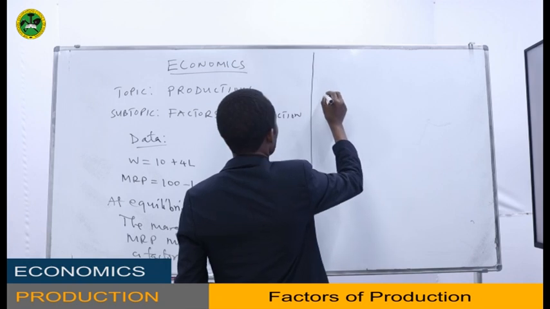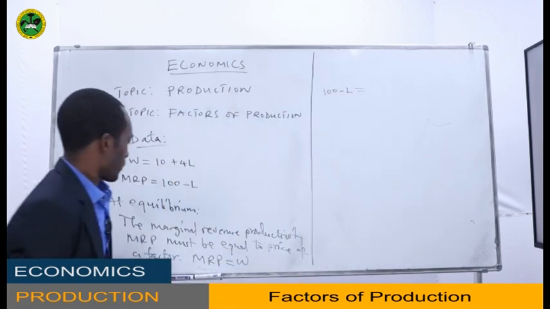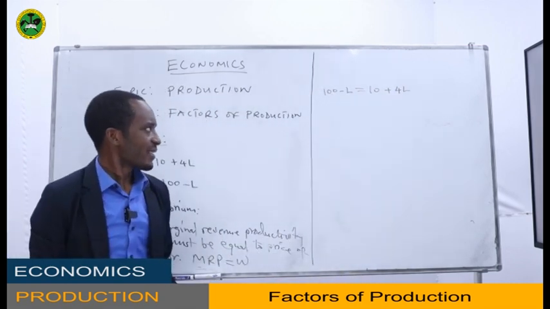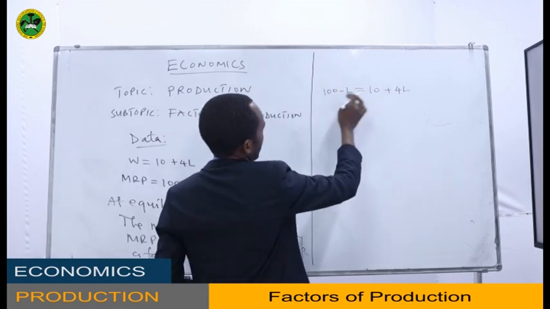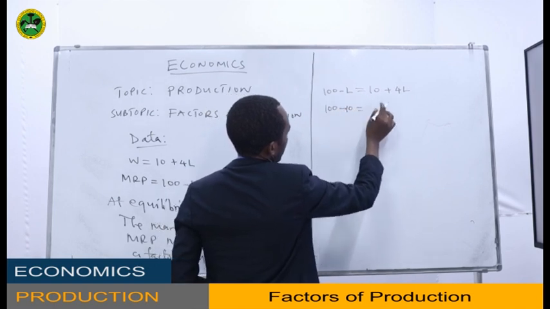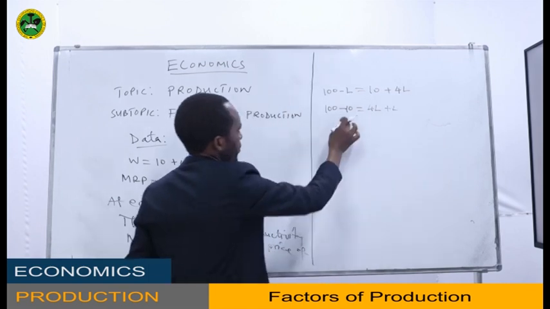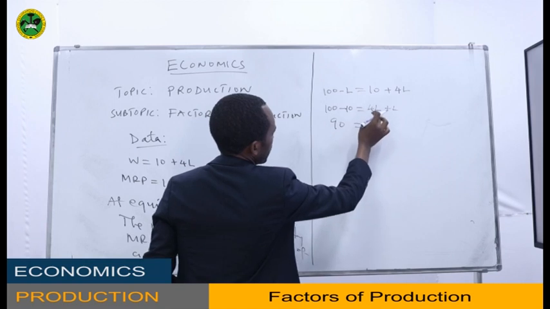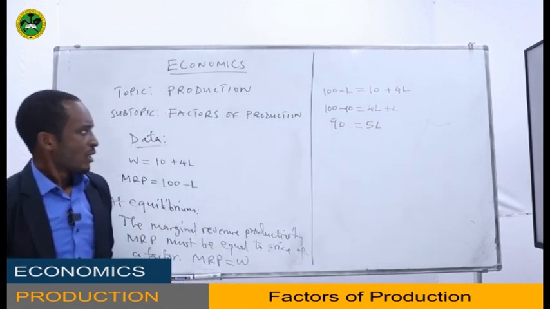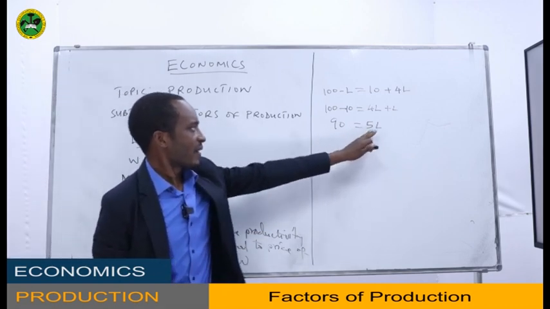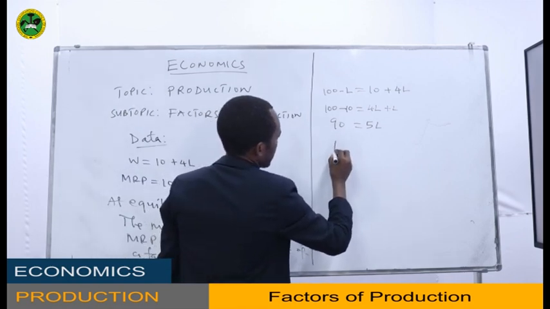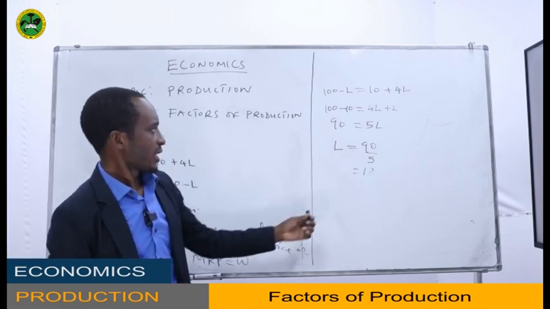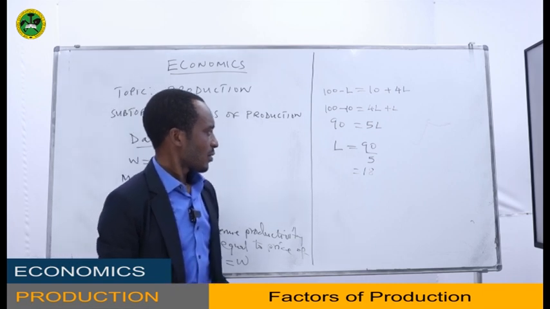So you equate these two equations. The MRP is 100 minus L, which will be equal to the wage. The wage here is 10 plus 4L. So you collect the like terms. This one comes this side, so it'll be 100 minus 10, which will be equal to 4L plus L. When you subtract 10 from 100, you remain with 90, equals 5L. So dividing both sides by 5, L will be equal to 90 divided by 5, which is equal to 18.